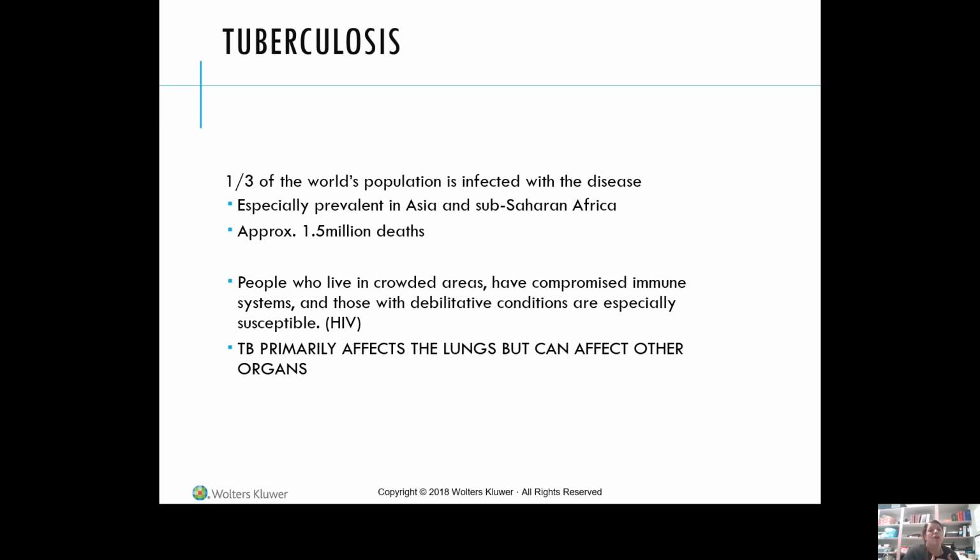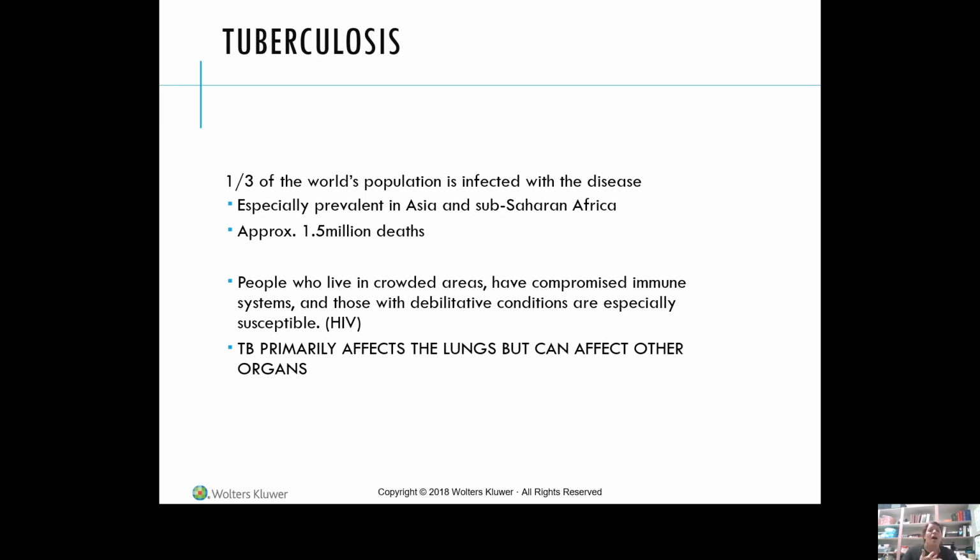So tuberculosis: one third of the world's population is infected with TB. In the United States, it is not as significant as it is in other parts of the world like Asia and Africa. But TB still causes approximately 1.5 million deaths a year, and that is solid. So it's still important that we teach, even though we live in a country where it's not as prevalent, it could very easily be.